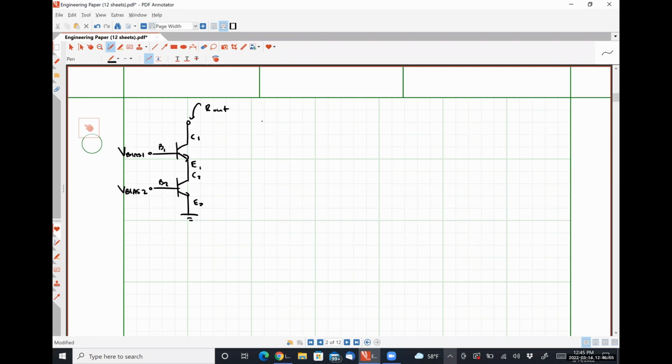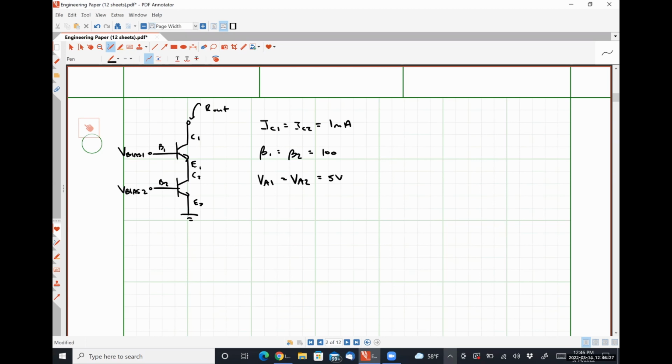And we are given IC1 is equal to IC2 is 1 milliamp. Beta 1 is equal to beta 2 is equal to 100. And VA1 is equal to VA2 is equal to 5 volts. So effectively we're just cascoding this one up with an identical transistor to what we used in our previous example.